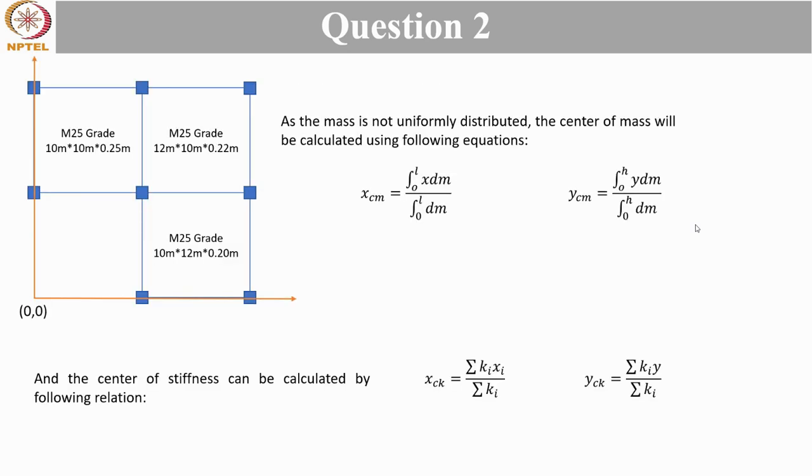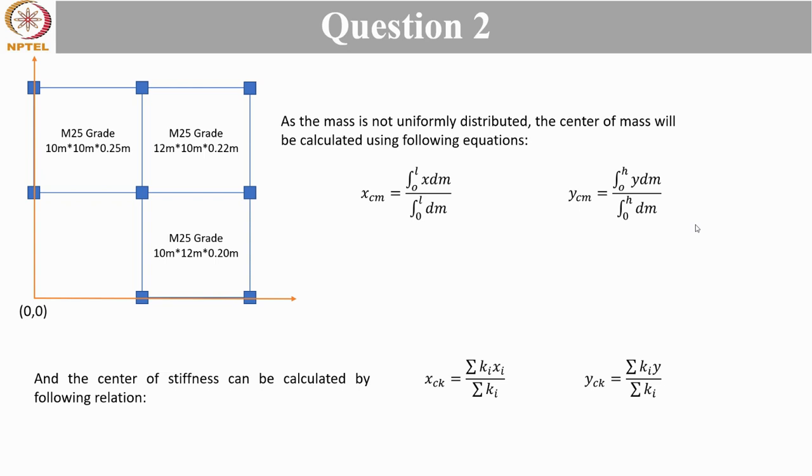plane. Now, as the mass this time is not uniformly distributed, the center of mass will be calculated using the following relations. X center of mass is nothing but integration of x dm upon integration of dm along the X length, and Y center of mass is nothing but integration of y dm upon integration of dm along Y length, and the center of stiffness can be calculated by the following relation. So x center of stiffness is nothing but summation of ki xi upon summation of ki, and y center of stiffness is nothing but summation of ki yi upon summation of ki.